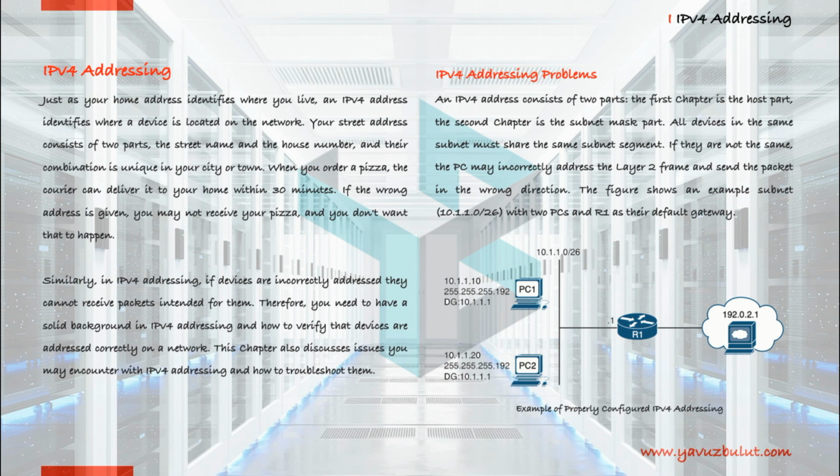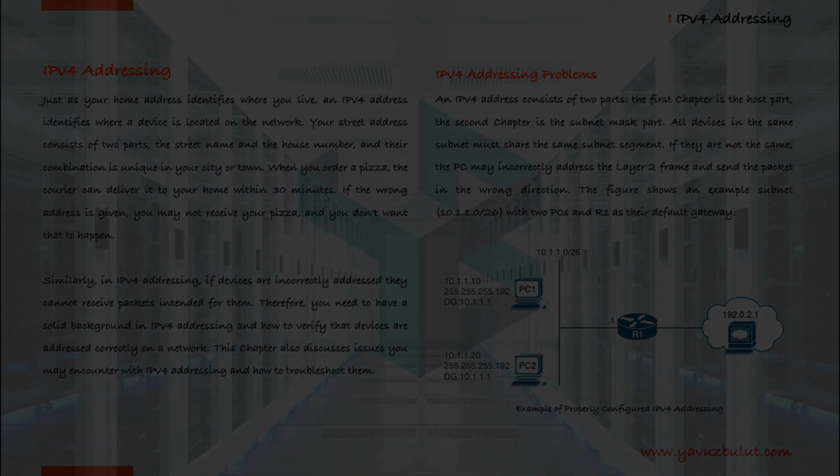Our subnet here is 10.1.1.0/26. The IP address of the PC here is 10. The IP address of the PC here is also 20. The subnet masks and IP addresses are configured correctly, and the default gateways are correctly configured with an IP address from the subnet where they are located.